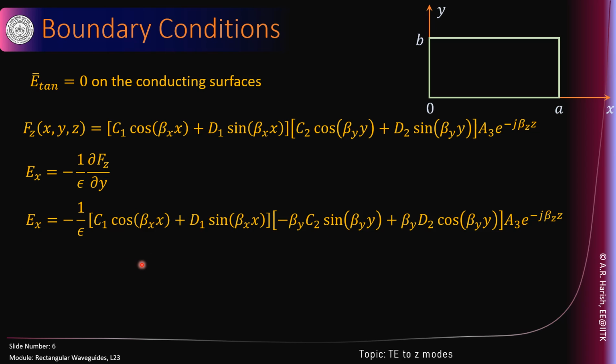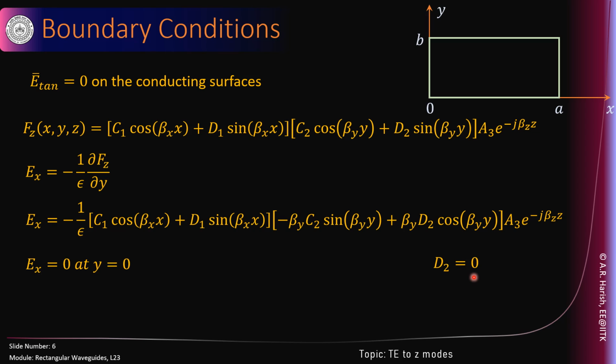Ex goes to 0 on two of the walls. Ex is this component here. It is the tangential component on the y equal to 0 surface and y equal to b surface. Therefore, Ex is 0 at y equal to 0. If you make Ex go to 0 at y equal to 0, sine 0 is 0. This vanishes. We are left with cosine 0 is 1. Therefore, for Ex to go to 0, D2 has to be 0.